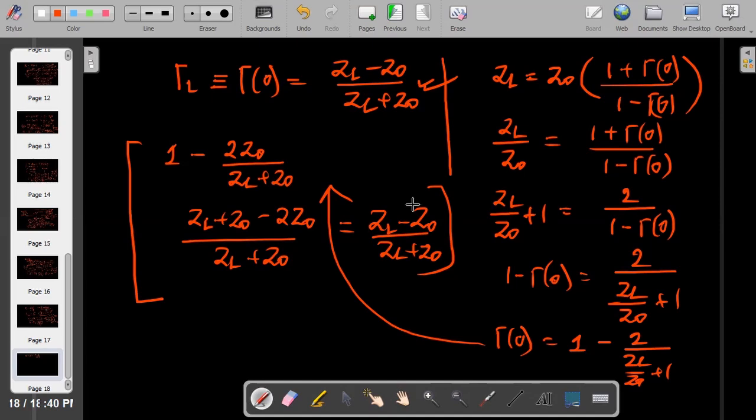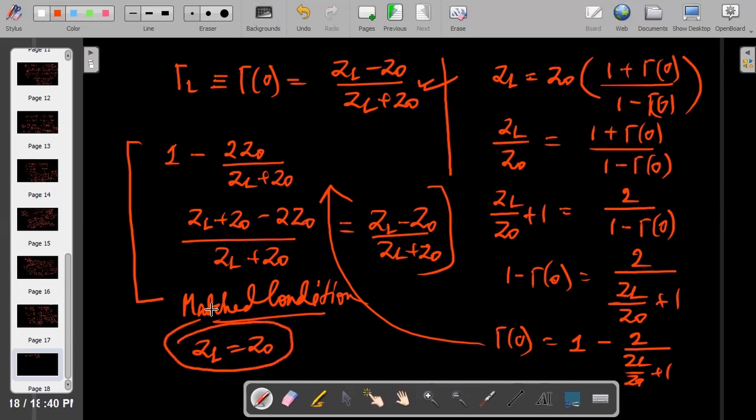Okay. Now just last thing I want to say. What is your matched condition? Matched condition means when ZL is equal to Z naught. It is almost analogous to your maximum power transfer theorem. I think you have done or not. It is there in circuit theory. Maximum power transfer: your Thevenin resistance is equal to your load resistance. I think if you remember that one, that is similar. Characteristic impedance is equal to your load impedance.